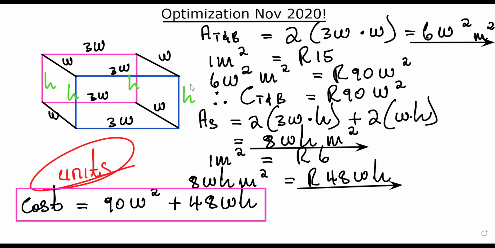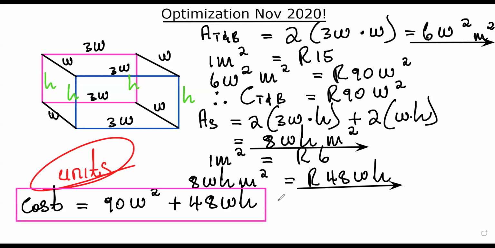So that's how we're supposed to approach. Now, the last question is for 6 marks, and it says to us, please determine the width of the box such that the cost to build this box is a minimum. So here we need to minimize this cost.